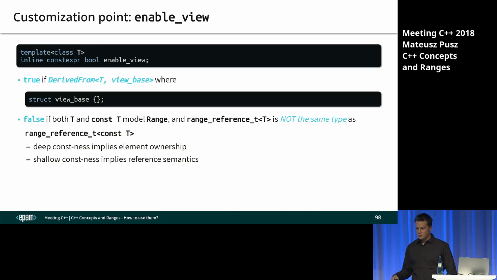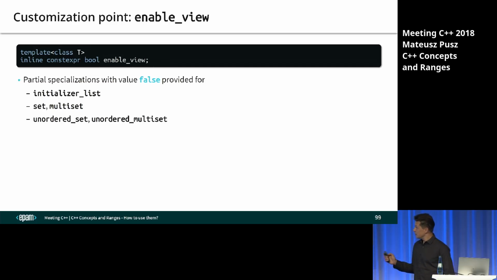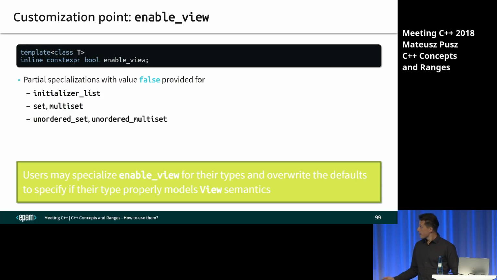If they're of different types, it means that you have ownership semantics, and this is probably a container, so it's not a view. It's true otherwise. There are, however, some containers in the library that don't satisfy this. Namely, those are initializer list, set, multiset, unordered set, and unordered multiset, for which the iterator and const iterator are of the same type. So we have disabled this. And if you have similar containers in your libraries, you should do the same.